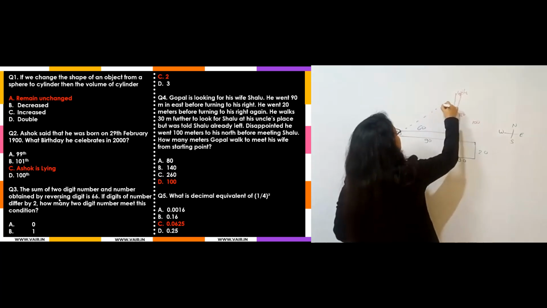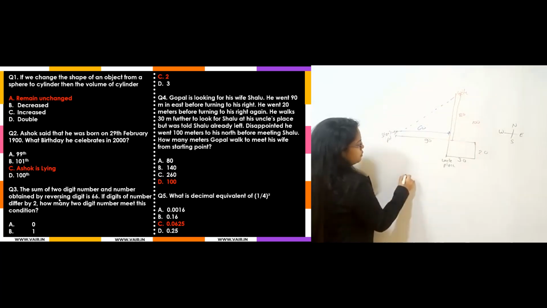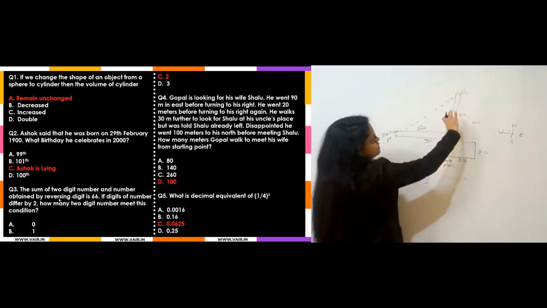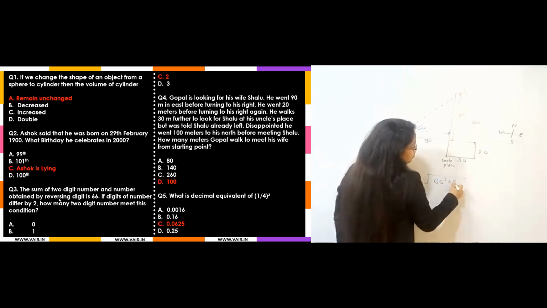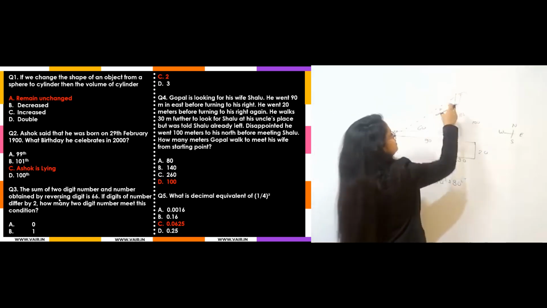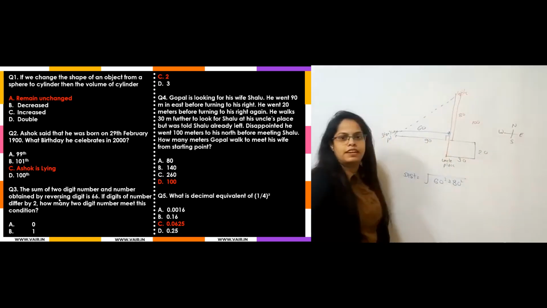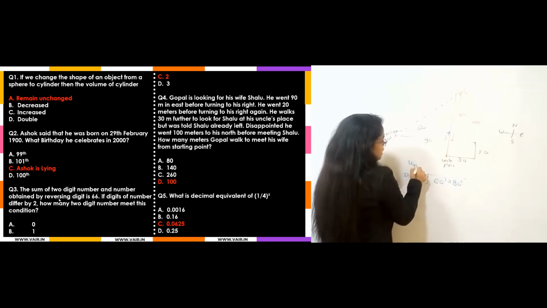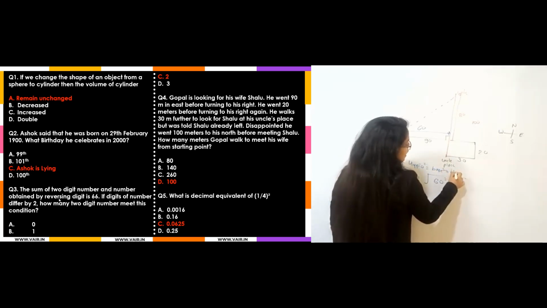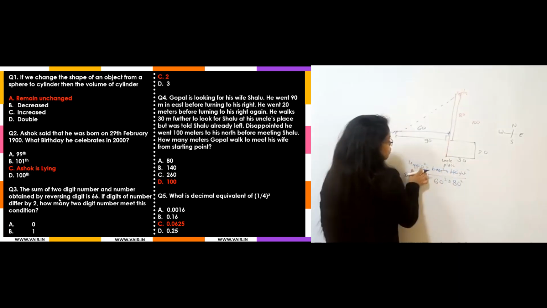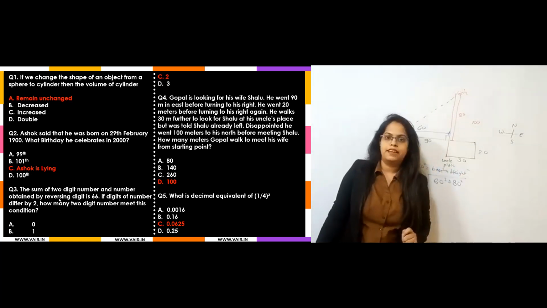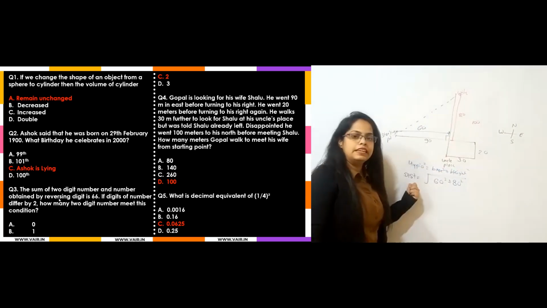So what will be the shortest distance? The distance between them will be equal to the root of 60 square plus 80 square, because we will use the Pythagoras theorem. We know that hypotenuse square is equal to height square plus base square. If you take the square root, the hypotenuse is equal to the root of base square plus height square, where the hypotenuse is nothing but the distance.